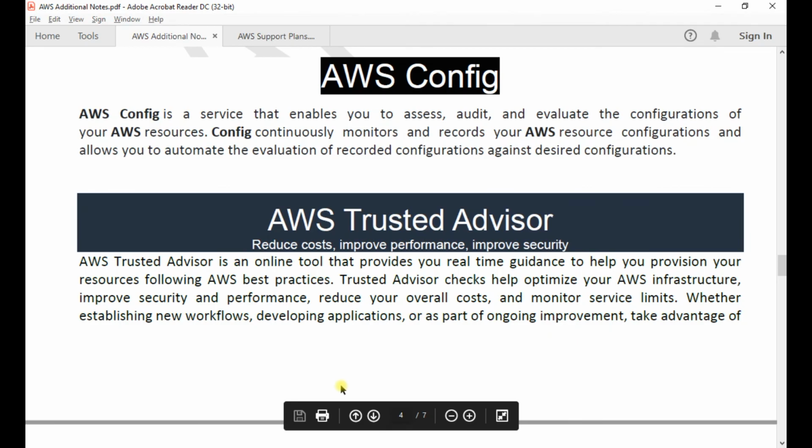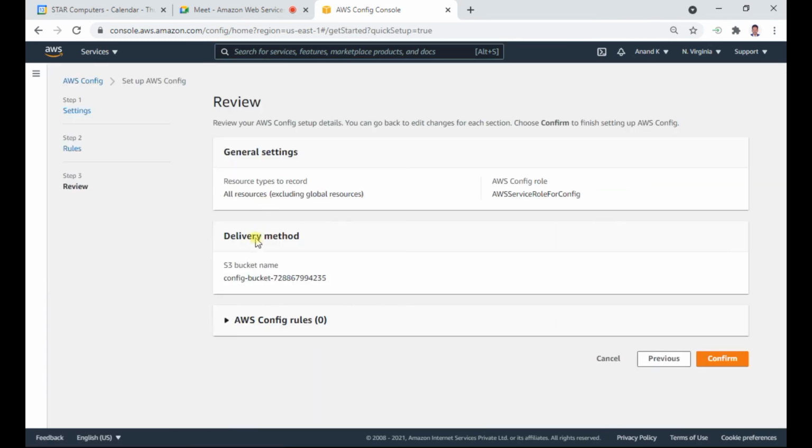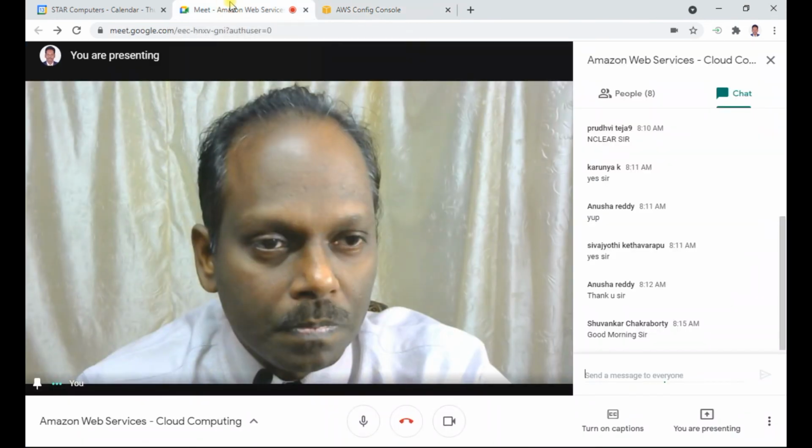Okay, it's taking some time. Yeah, AWS can record and evaluate configuration with a one-click setup. You can set up all the things which you own. Okay, it will store in the bucket also and confirm. So it will throw all the things. This is the inventory which you hold, right?